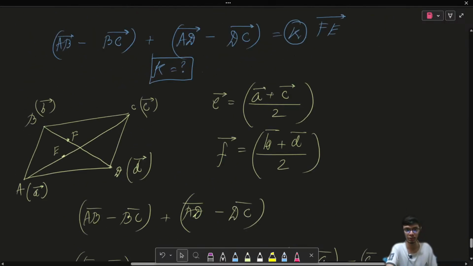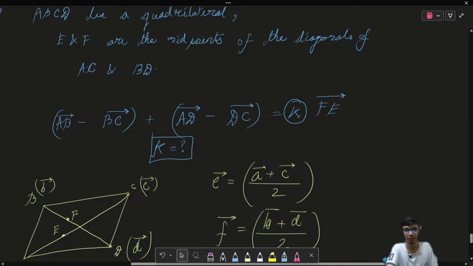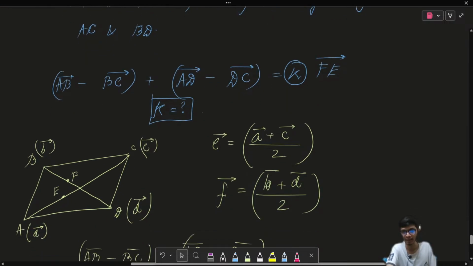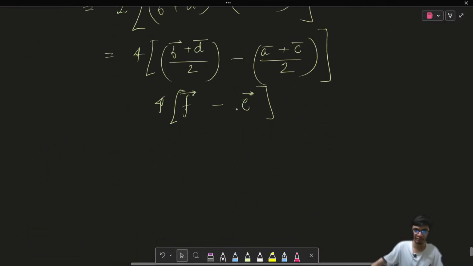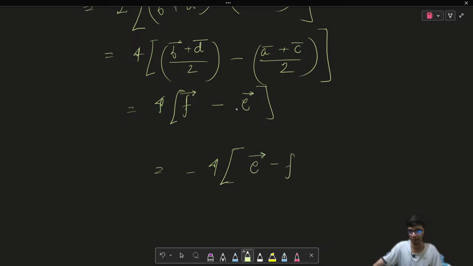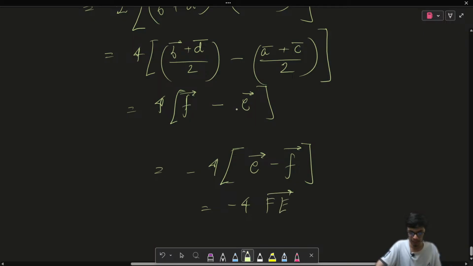So if you see the expression over here, this is basically F minus E, or E minus F. So this can be written also as minus 4 times E minus F, that is final minus initial, which can be given as FE vector, which can be given as minus 4 times FE vector.